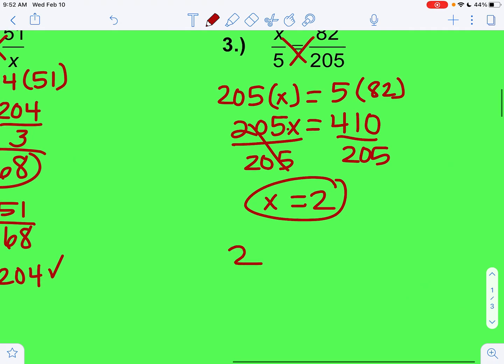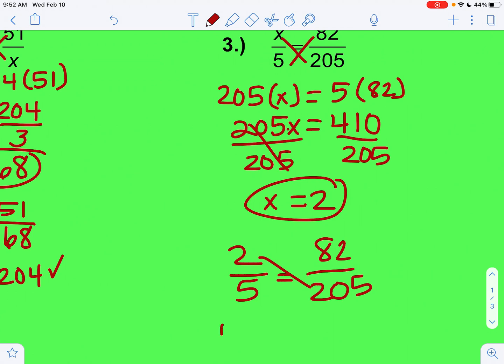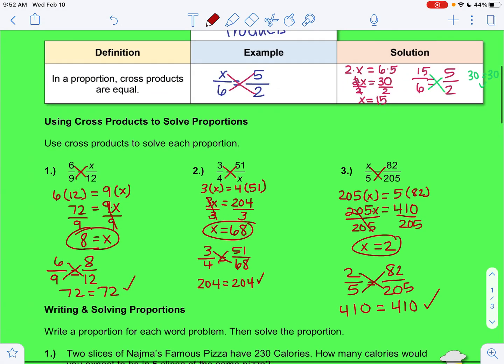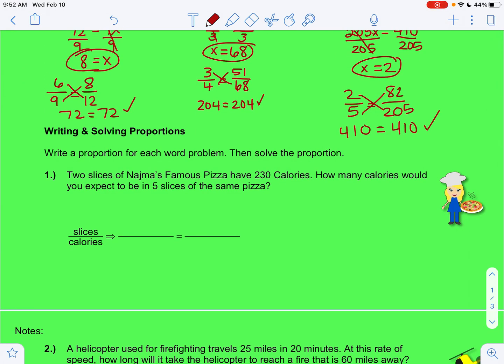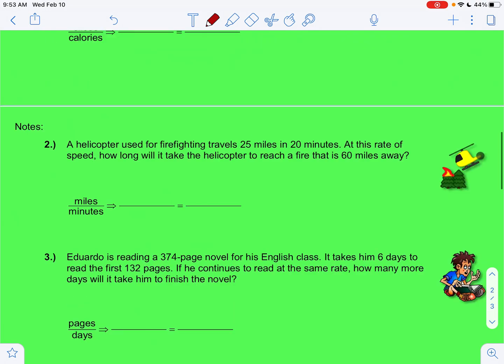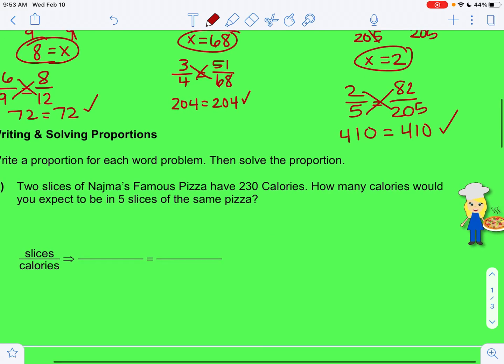And then just to double check, 2 over 5 is equal to 82 over 205. 2 times 205 is 410. 5 times 82 is also 410. So we are good. Alright, so that's just basic solving proportions. Okay, what I want us to practice now is writing and solving our own proportions. So we have 3 word problems to work on.